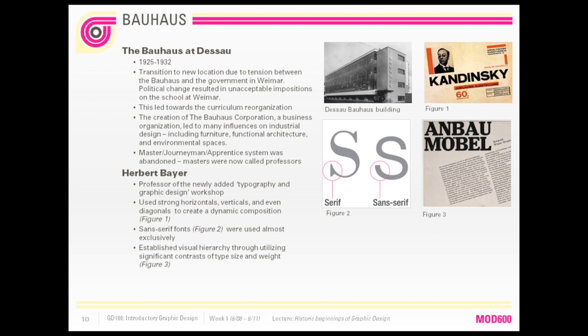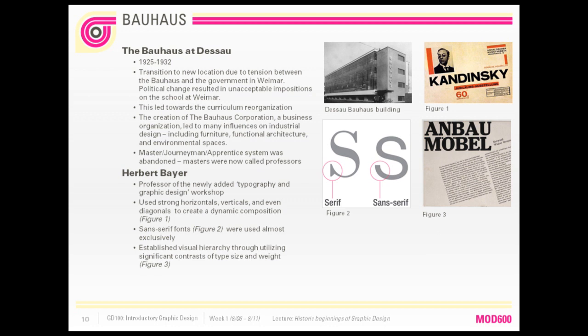So if you look at Figure 1 for Kandinsky, it's set askew. It's a diagonal. You read naturally left to right, but then because it's tilted to the top right, it's going to lead the eye kind of back to the beginning, and then it's kind of a circular flow the way this is designed.